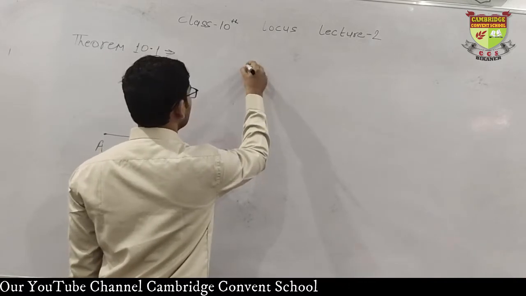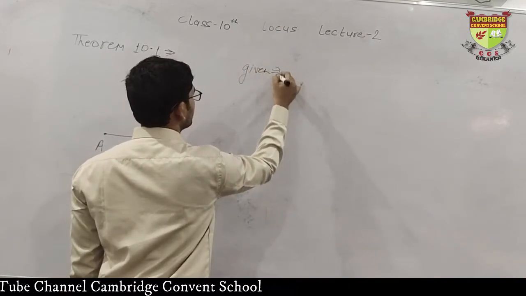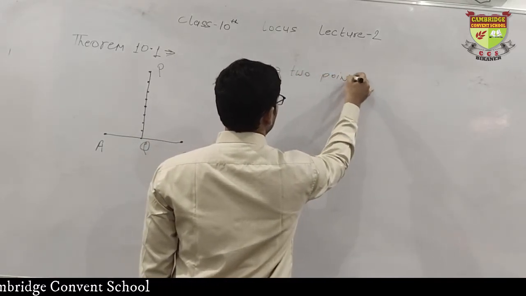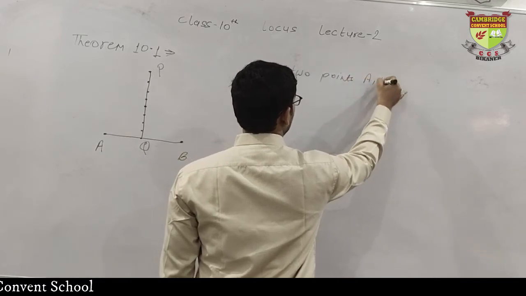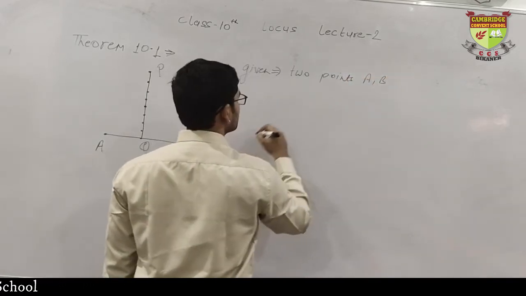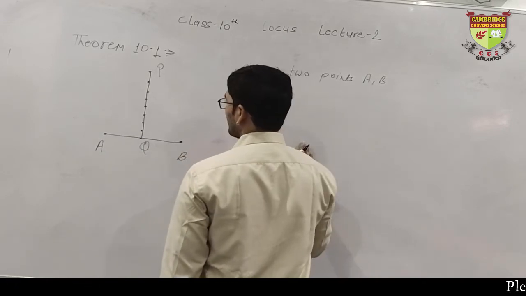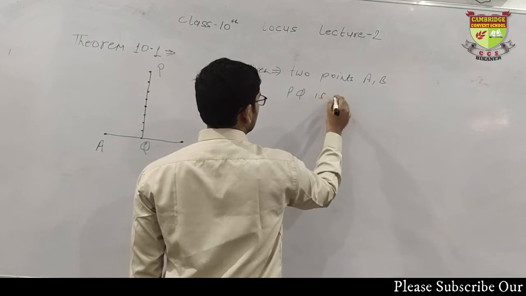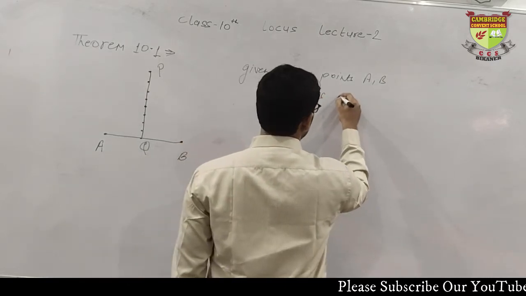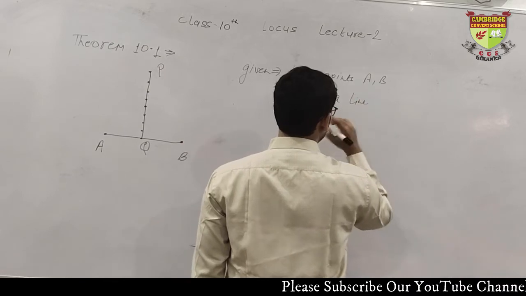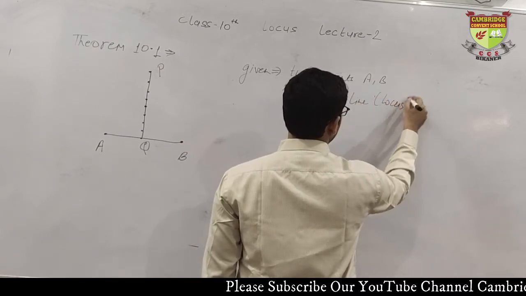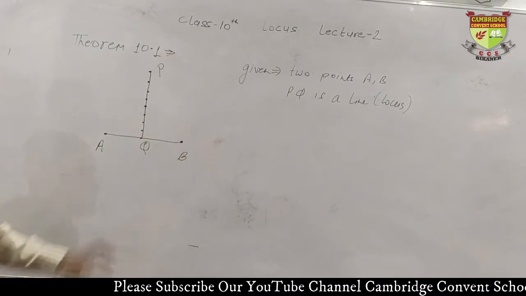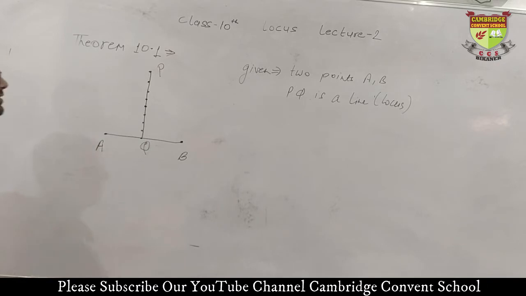So firstly, what will we do? We will write given. What is given to us? Two points A, B. PQ is a line. Basically, PQ is the locus. Okay. There are two points, we joined them, then we got a line AB. PQ is the locus of this.